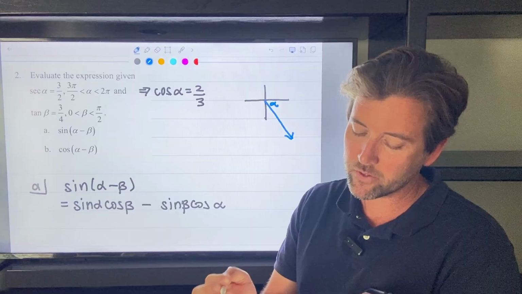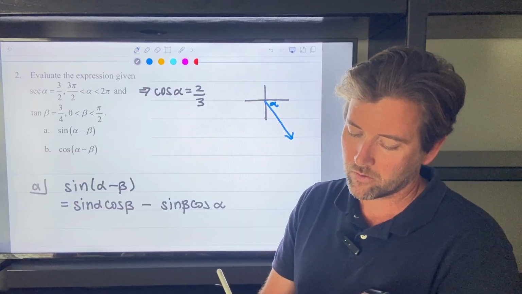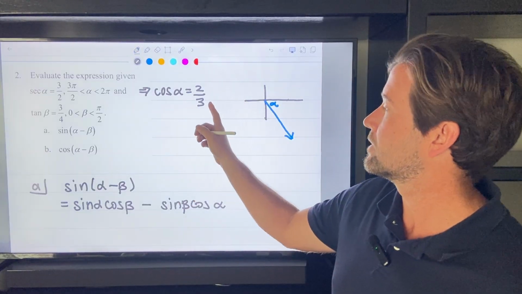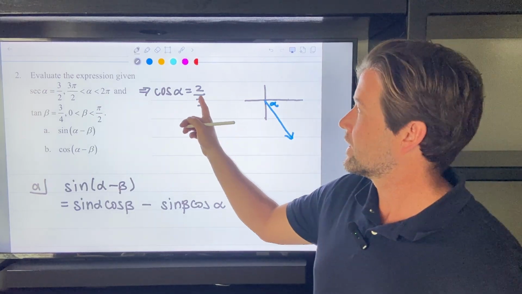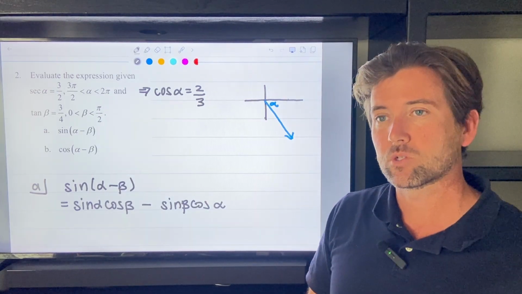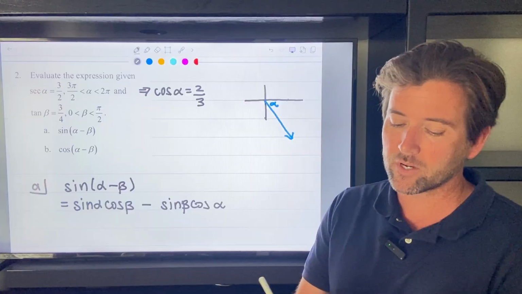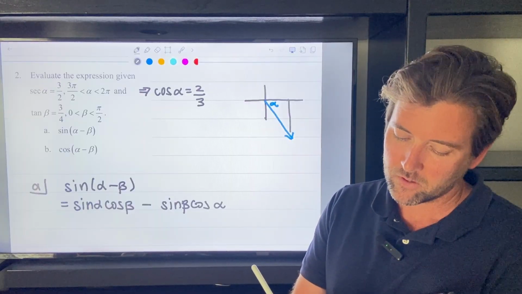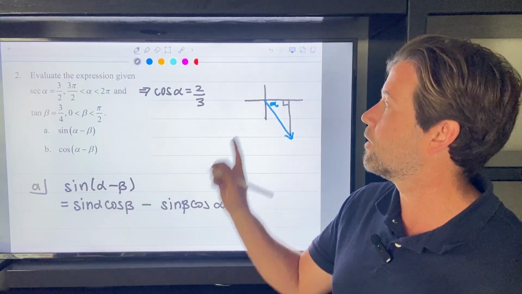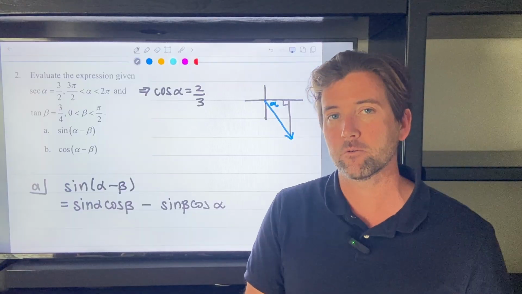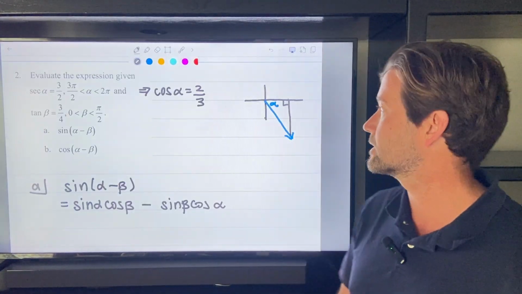Now I'm not familiar with this angle that intersects the unit circle at 2/3. So I'm not going to draw a unit circle. I'm just going to draw a right triangle. When I say I'm not familiar with it, I know that alpha is not going to be an angle that's a multiple of pi/4 or pi/6.